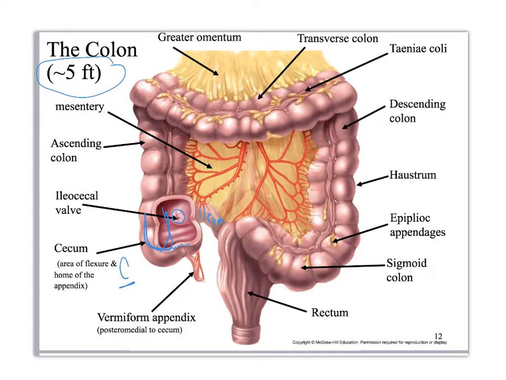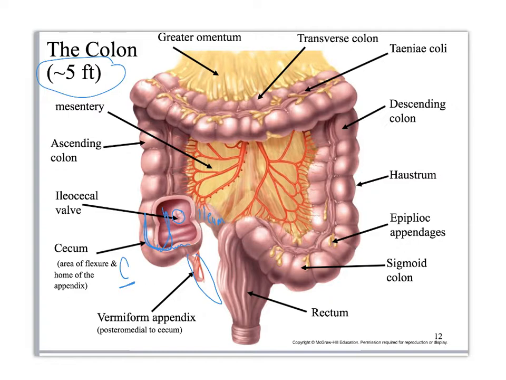Off of the cecum, we have a tube called the appendix. The appendix is not vestigial. It does have function in our immune system, and if you remove it, it does reduce immunity or shifts immunity responsibilities to other areas of the body, okay? Then we're gonna go up.